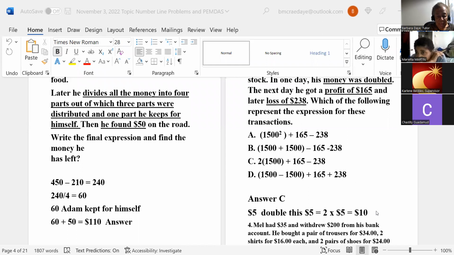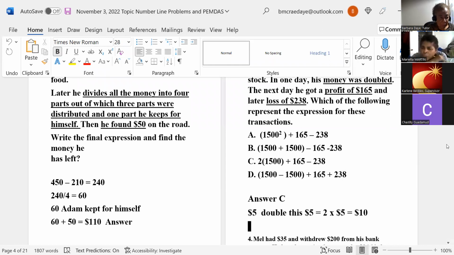Because 5, let's go here. 5, and let's raise that to the second power. Now, what is that equal to? What's 5 to the second power equal to? It's equal to 5 times 5. And that's equal to what? 5 times 5? 25. That's not the same as 2 times 5, right?